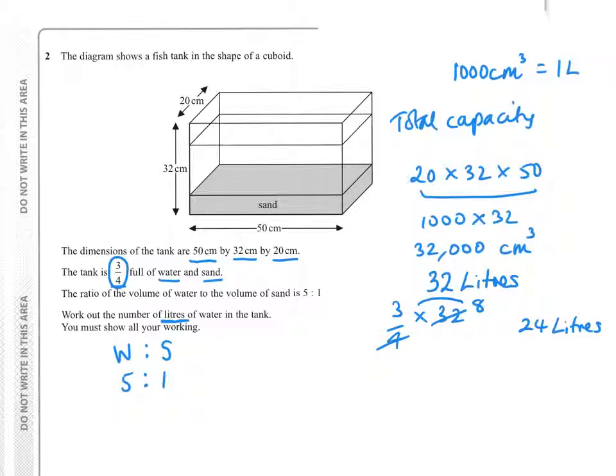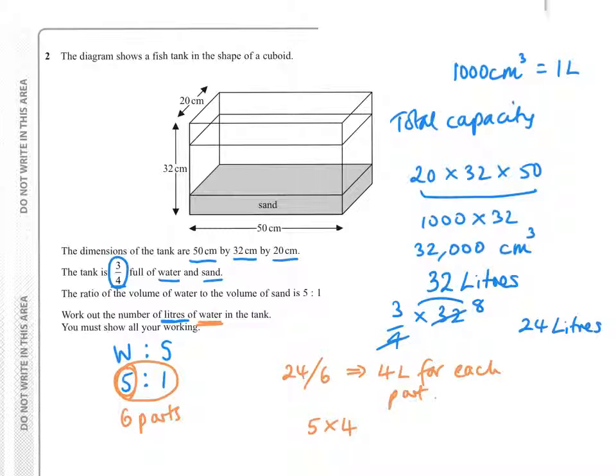Now, in terms of the ratio, we have 5 and 1, which is 6 parts. So if we do 24 divided by 6, that gives us 4 litres for each part. We want to work out how much of the water is in the tank, and the water was 5 of those parts. So 5 times 4, that gives 20 litres of water.